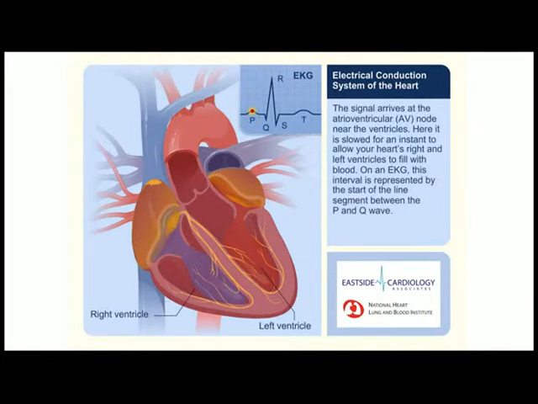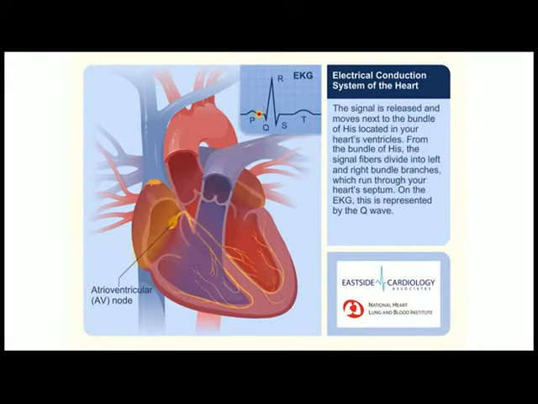The signal arrives at the atrioventricular node, near the ventricles. Here it is slowed for an instant to allow your heart's right and left ventricles to fill with blood. On an EKG, this interval is represented by the start of the line segment between the P and the Q wave. The signal is released and moves next to the bundle of His, located in your heart's ventricles.